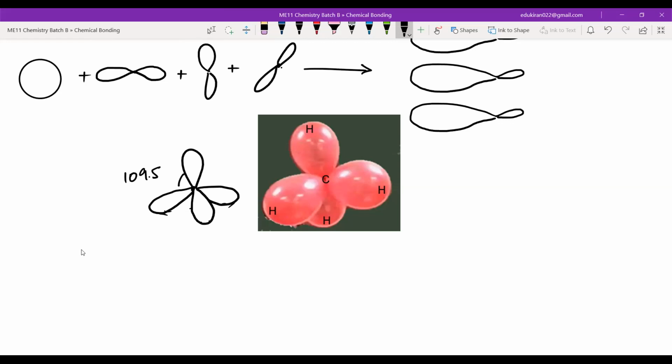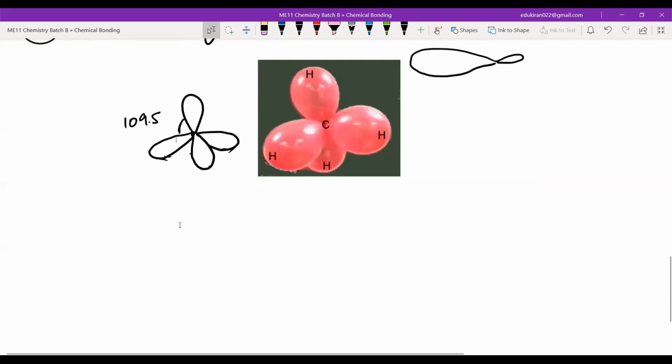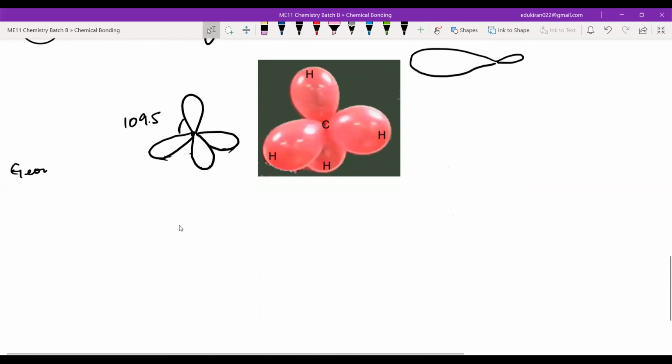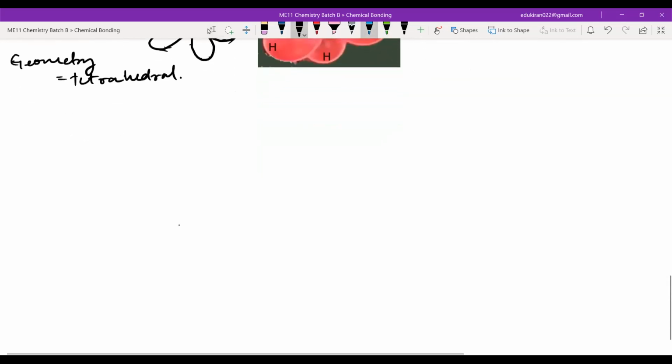Now this tetrahedral structure, you can make it even in a cube, but that I will teach you in 12th standard, which is more important. In the 12th standard solid state chapter, we will learn how this tetrahedral can be fitted in a cube. And this is 109.5 degrees. The geometry will be tetrahedral.